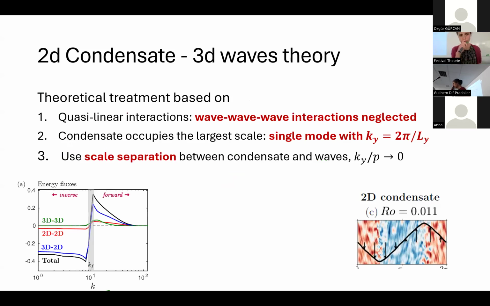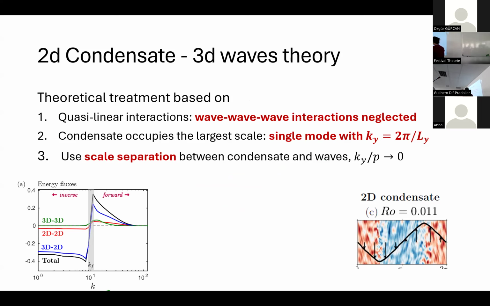I'm actually not going to really introduce the theory, and everything is going to be a bit more hand waving, but we do have a quantitative theory. The principles behind it are, first, we use quasi-linear interactions. We're saying that the main interactions are between the condensate and the waves, and wave-wave interactions are not important for this.